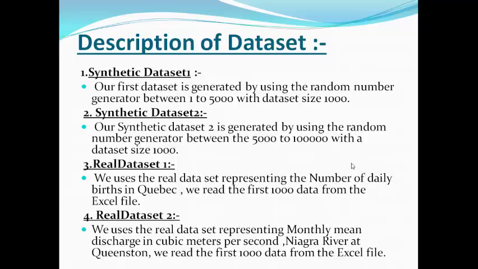The first two are synthetic. We use a random number generator for generating the synthetic datasets, and for the real datasets we are using the following data. The first is the number of daily births in Quebec, and the second is the monthly mean discharge in cubic meters per second from the Niagara River at the Keystone.